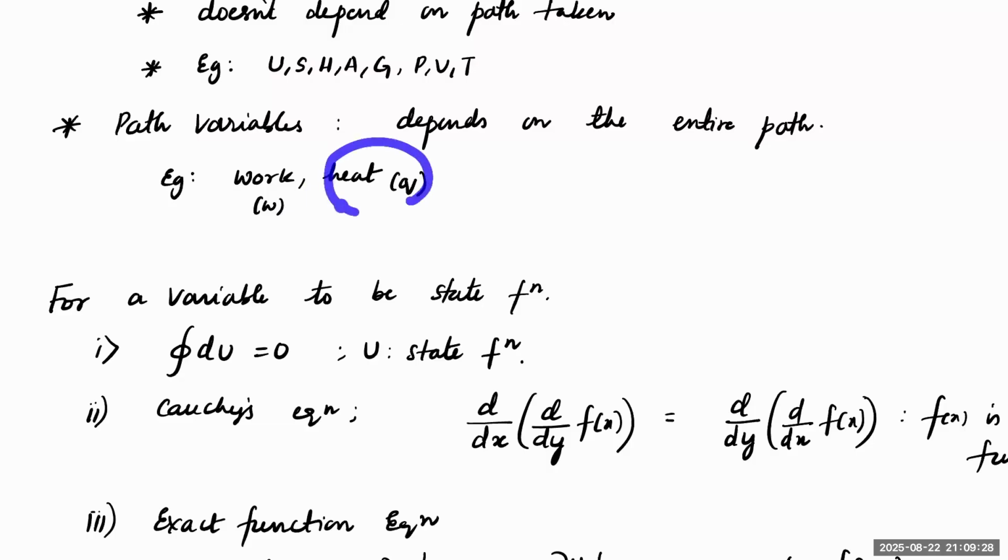Along with that, heat is another parameter which is highly path dependent. How much heat is changed highly depends upon the path that you are giving. Got it? In simple terms, suppose you're supplying heat by a gas stove, correct?